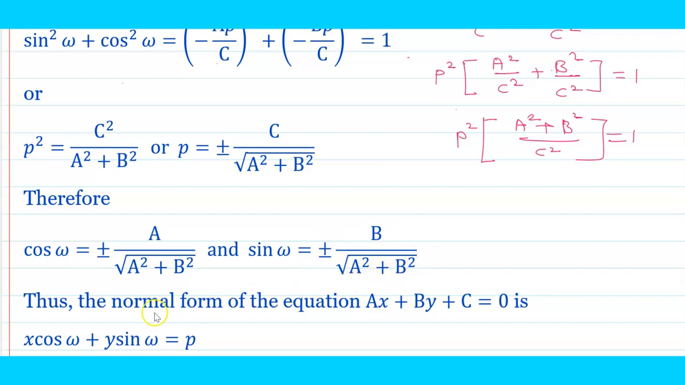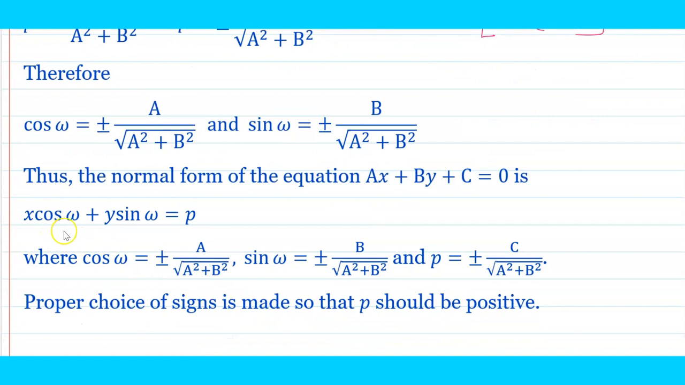Thus the normal form of the equation ax plus by plus c is equal to 0 is x cos of omega plus y sin omega is equal to p, and the cos of omega is equal to plus or minus a upon root of a square plus b square. Sin of omega is equal to plus or minus b upon root of a square plus b square, and p is equal to plus or minus c upon root of a square plus b square. Okay, and the proper choice of sign is made so that p should be positive.